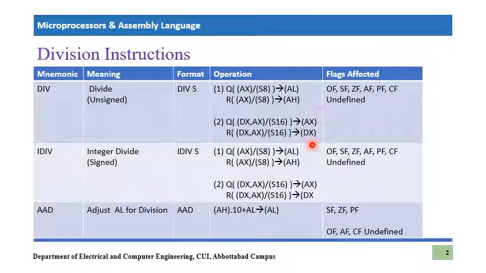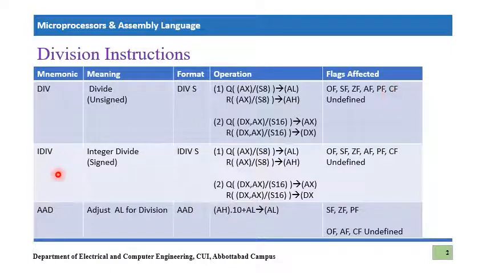We are going to see these instructions in the emulator as well. This last column indicates the flags affected. We have mentioned here those which are undefined and those which can be affected by these instructions, and you can also verify these things in the emulator EMU 8086.